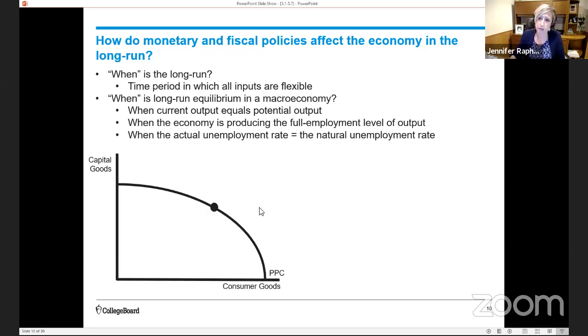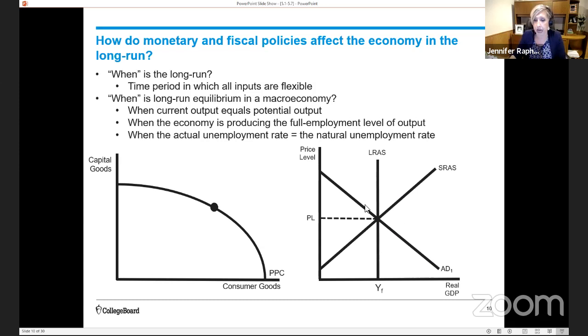We graph it in the PPC curve by putting a point on the PPC. We could have any point on the PPC as a long run equilibrium level of output. It means the economy is producing all of the output it can with its current resources. We've graphed long run equilibrium in the ADAS model, as we've seen over and over again now, where the current output found at the intersection of aggregate demand and short run aggregate supply is equal to potential output at the full employment level of output. So this is how we graph long run equilibrium.